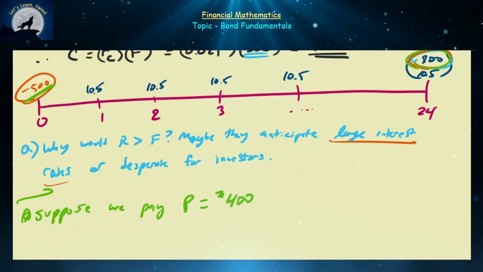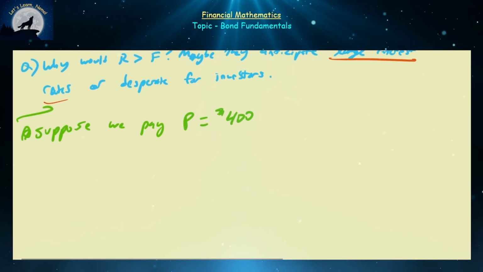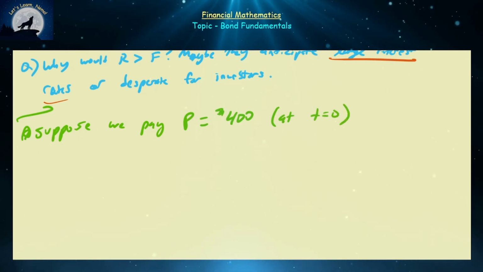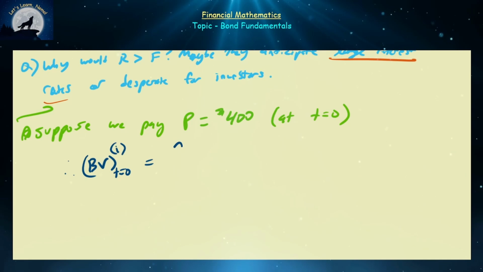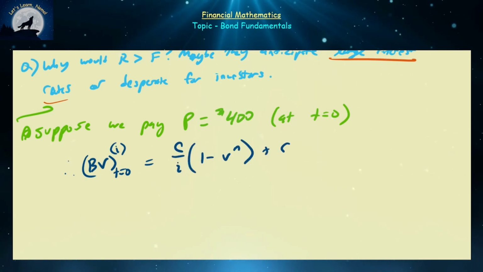I just want that number to be a little bit more extreme so you can see what's going on here, right? So if this is how much we pay, and let's assume this is at time t equal to 0, then what would be the present book value under the interest rate I for this particular bond? Well, again, that's going to be equal to c divided by I times 1 minus nu to the power of n, plus c times nu to the power of n.